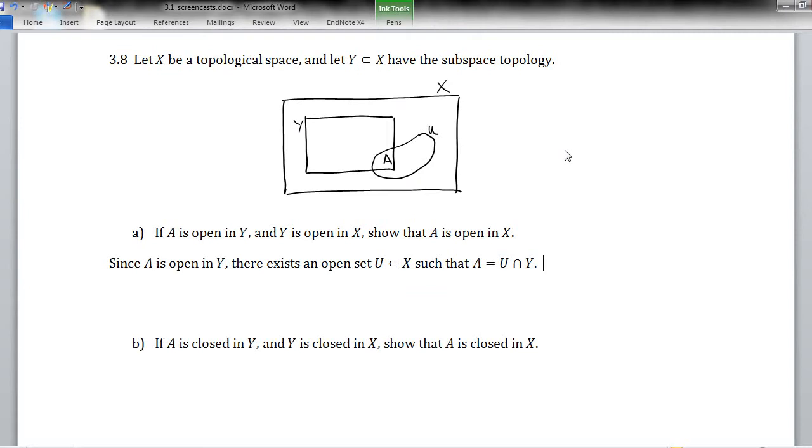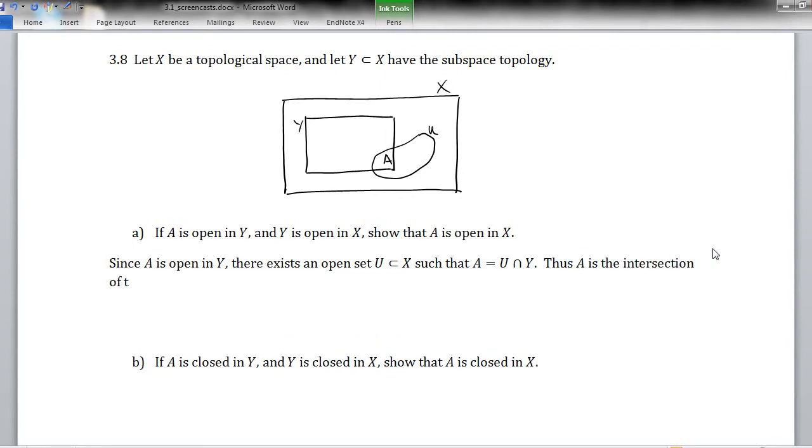Okay. But the nice thing here is that U is open in X, but we're assuming that Y is also open in X, right? So A is just the intersection of two open sets, and therefore it must be open. Okay. Let's just write that down. Thus, A is the intersection of two open subsets of X. Hence, A is open in X.